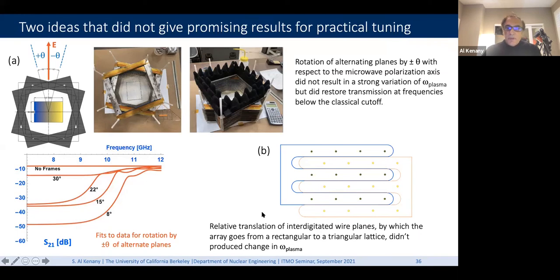Then we explored another variant, which is the relative translation of the intergrid. So we want to see if the intergrid is in a square order or in triangular order, whether it will do any tuning. In the simulation it's possibly showing a tunable max and min here, but in this case, we didn't see any change in the frequency, and probably this is because the variation is below the mechanical tolerancing in the system.